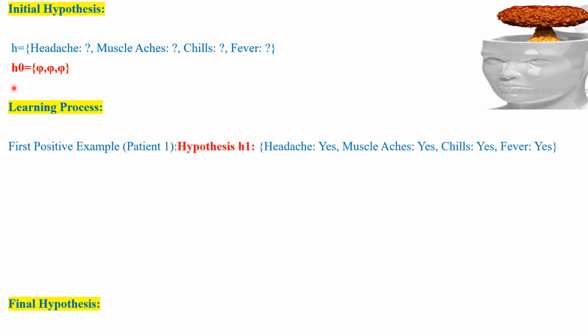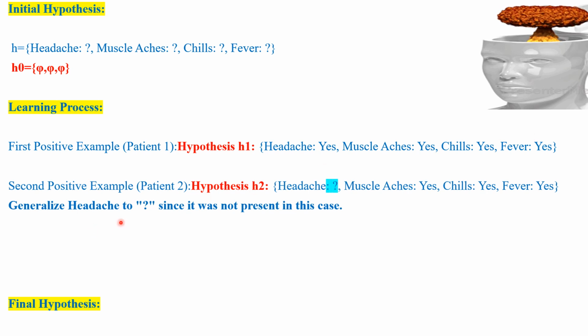So the first case, the first patient, as per our record, the hypothesis has the value yes: headache as yes, muscle aches as yes, and chills value as yes. If all these three feature values are yes, then it indicates that the patient is suffering from fever, because the label given for fever is yes. So this is hypothesis 1, which the machine learned from the first positive example. The patient 1 data is actually a positive example because the value for the fever feature is yes here.